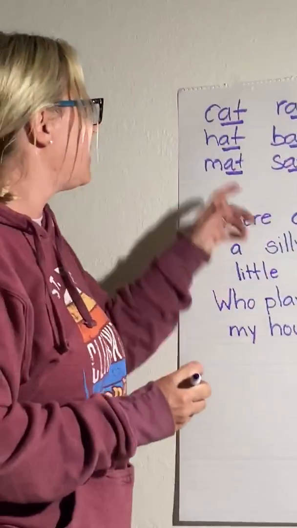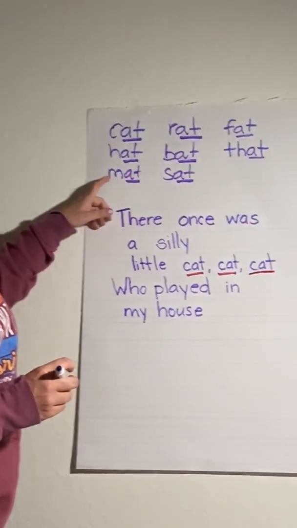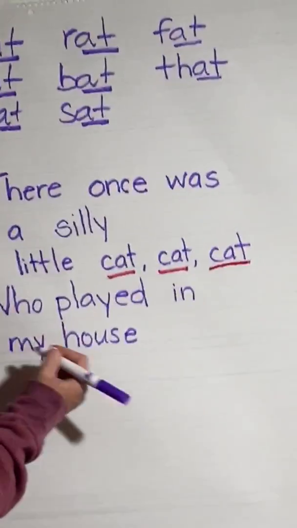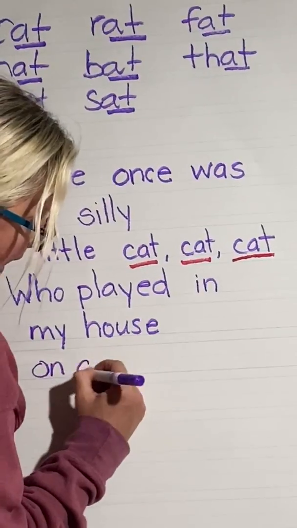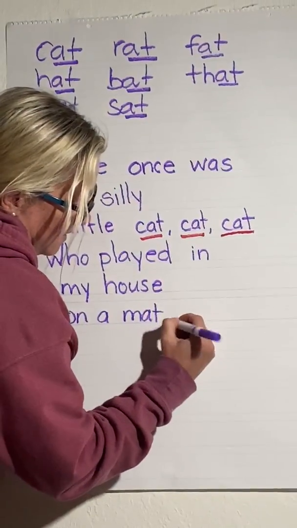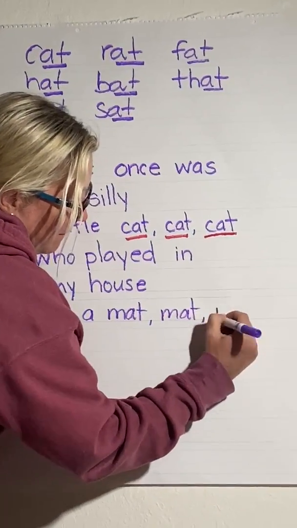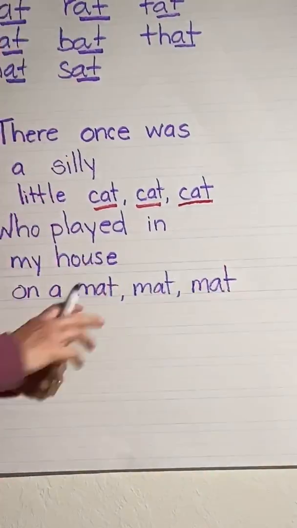What rhymes with cat that he can play on in my house? I'm going to do mat. Okay? On a mat, mat, mat. So there it is. Do you see that rhyming?